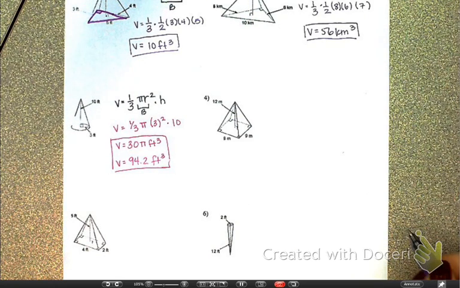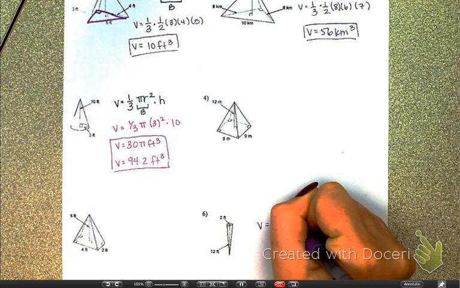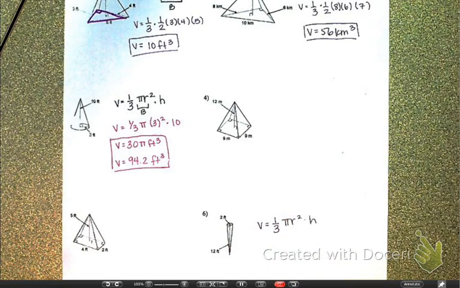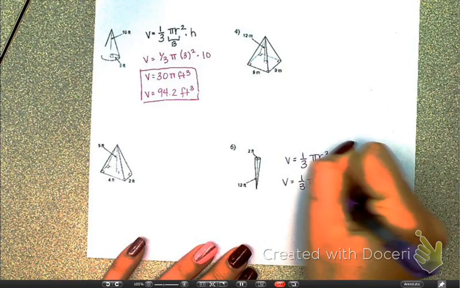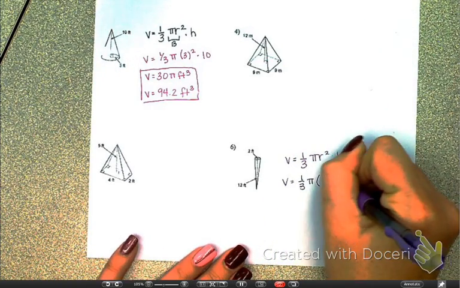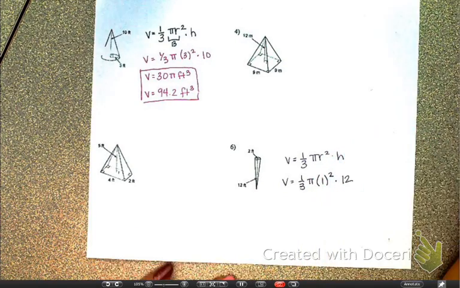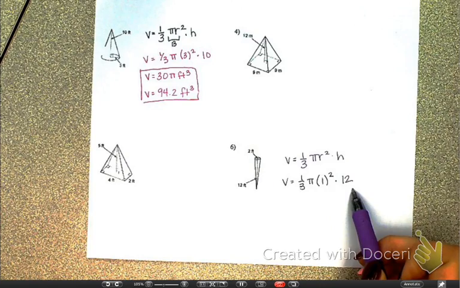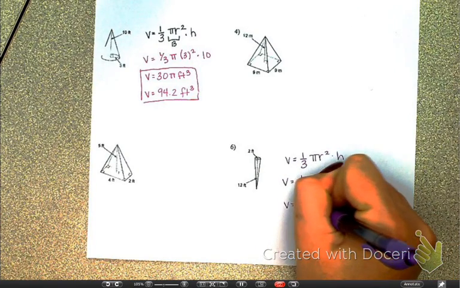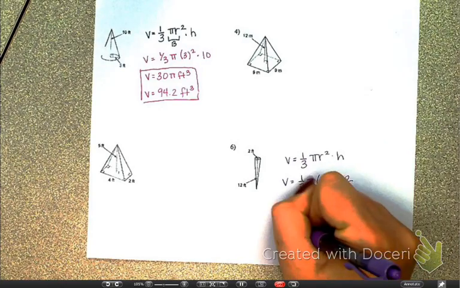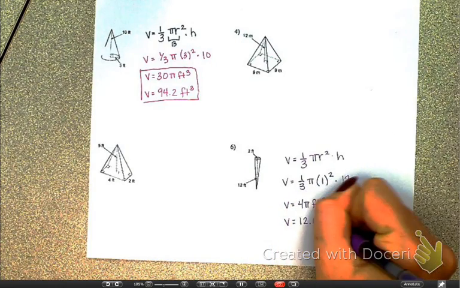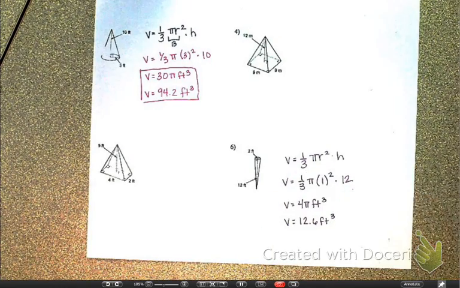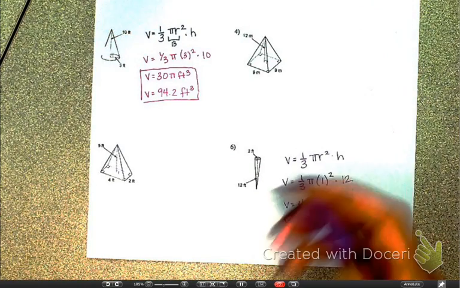So for number 6, because we're skipping to that one real quick, volume equals 1/3 pi r squared times the height. I'm using pi r squared because my base is a circle. 1/3 times pi, what's the radius? 1. And the height? 12. So 1 squared is 1 times 12 is 12. 12 divided by 3 is 4 pi feet cubed. And what is that rounded to the nearest tenth? 12.6 feet cubed.